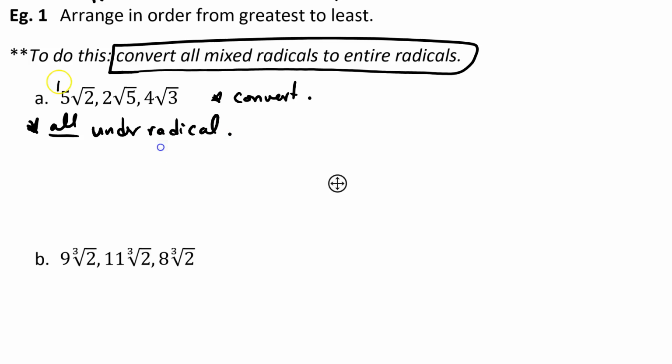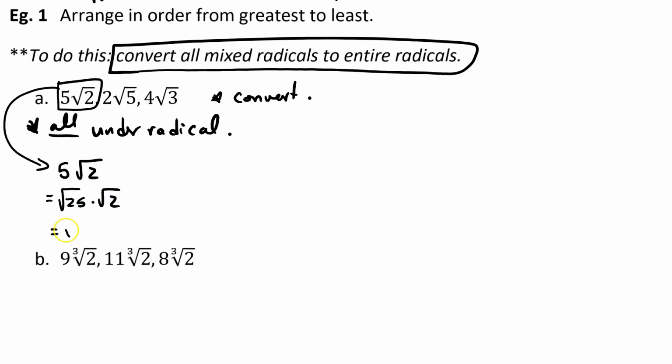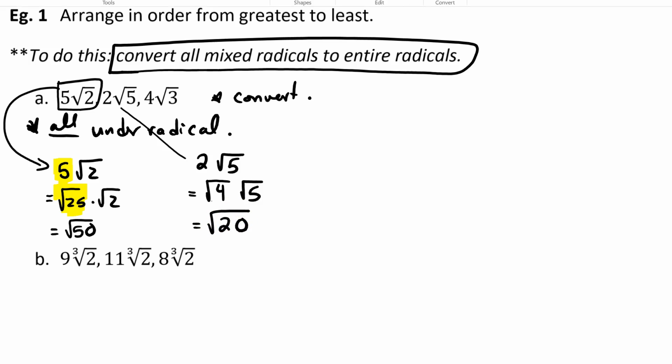So if I were to look at 5 root 2, that's the same thing as the root of 25 times root 2, which is the same thing as the square root of 50. Because 5 and the square root of 25 are the same. What happens if I did 2 root 5? Well, that's the same thing as root 4 times root 5. 4 times 5 is 20, so we put it all under the radical sign. 20. 2 is the same thing as square root of 4.